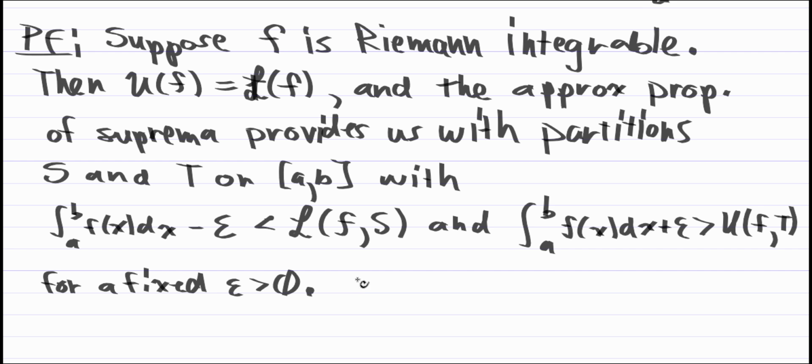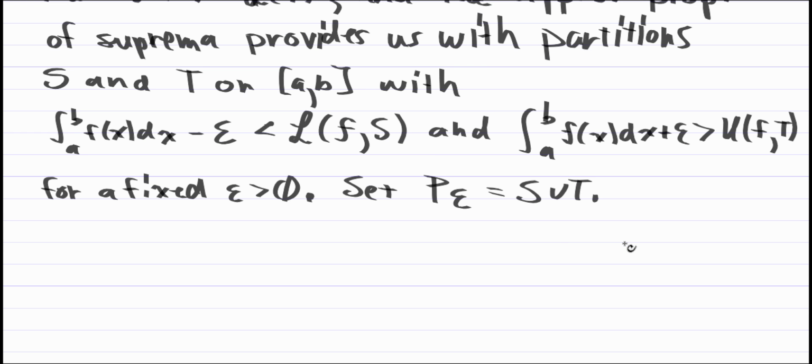So now we're going to say that we can set P epsilon equal to simply the union of those partitions. And now we endeavor to show that when we take a refinement of P epsilon and mark it, then we get the desired inequality.